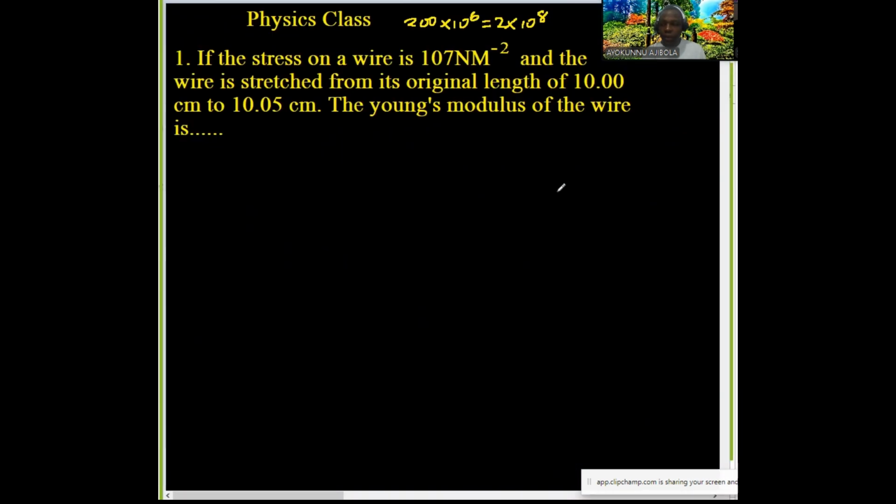So it says if the stress on a wire is 10^7 Newton per meter square and the wire is stretched from its original length of 10 cm to 10.05 cm, what is the Young modulus?